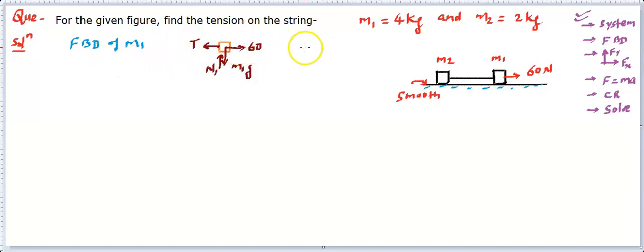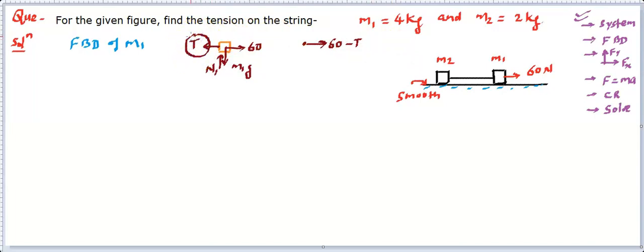Now you can see the forces in a nutshell, in the positive x direction. If you draw the components, it is 60 i cap minus T i cap. So i cap is in the x direction, which means you can say 60 minus T. Why have we said that? Because I have reversed it.